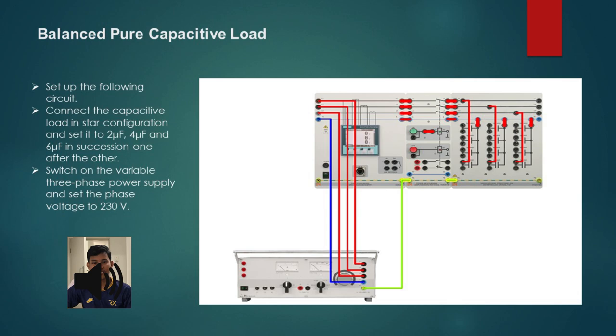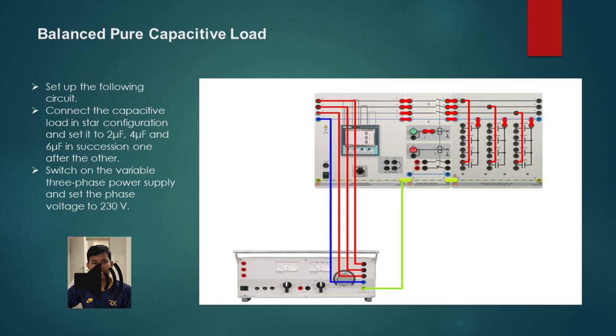Okay, part 3 is balanced pure capacitive load. First of all, set up the following circuit and then connect the capacitive load in star configuration and set it up to 2 microfarad, 4 microfarad and 6 microfarad in succession, one after the other. And then switch on the variable three-phase power supply and set the phase voltage to 230 volt.